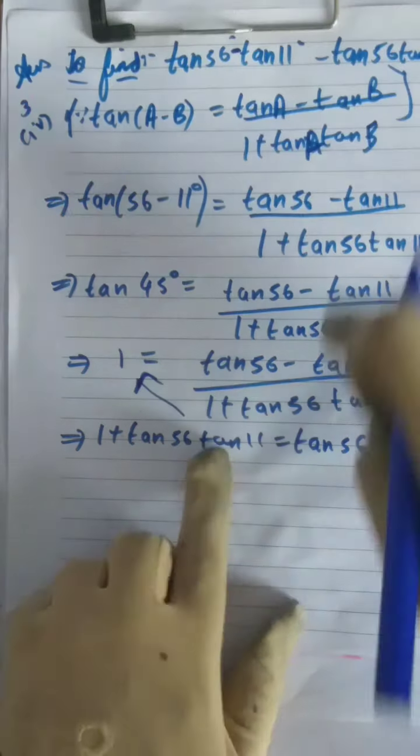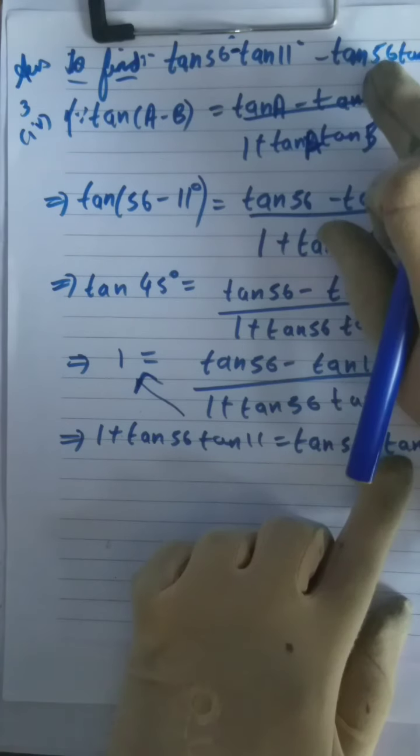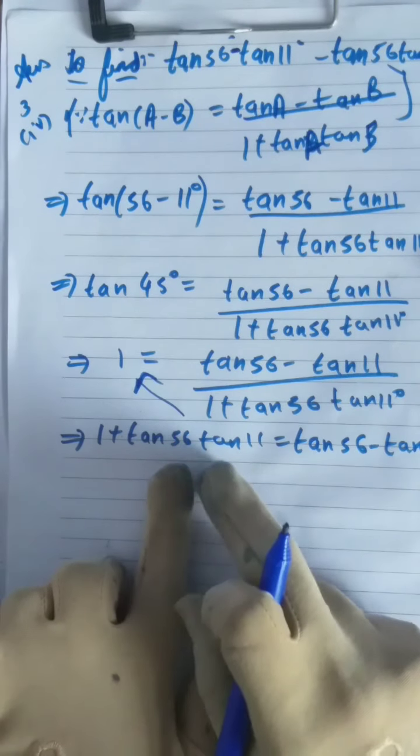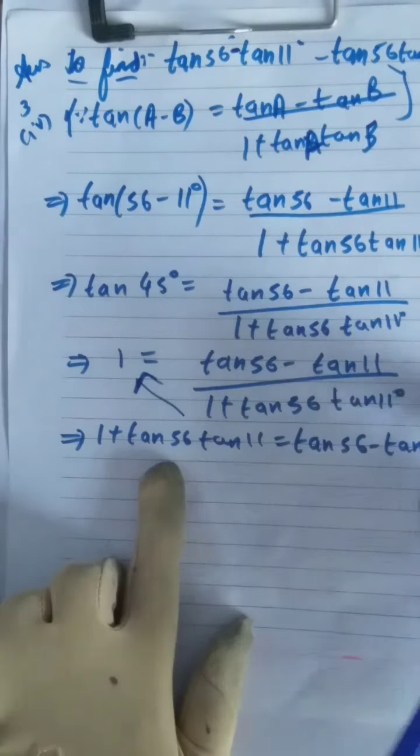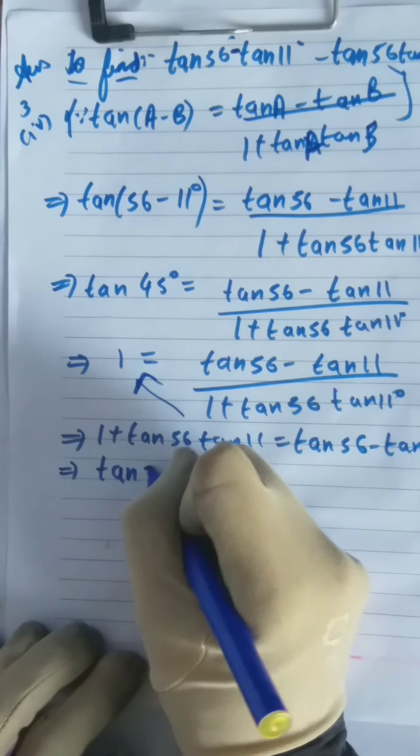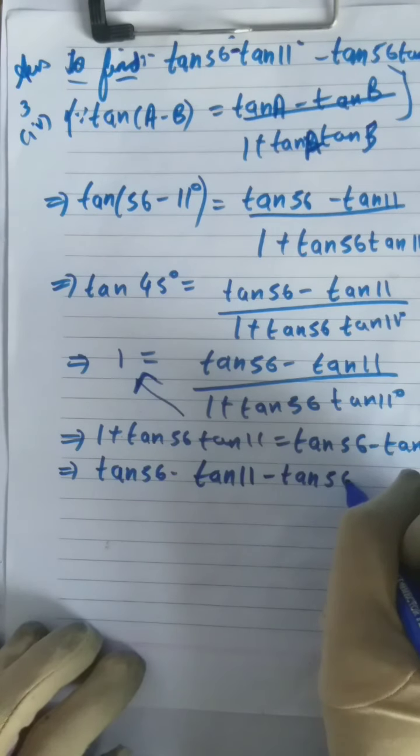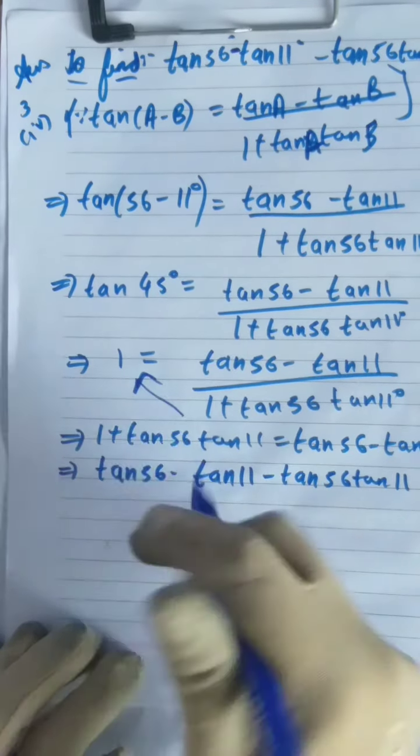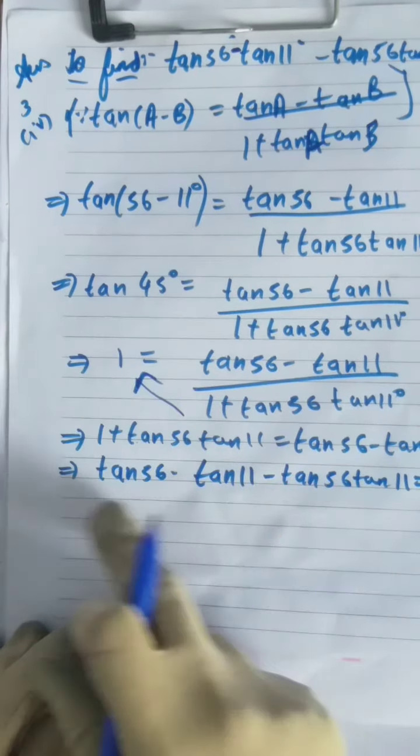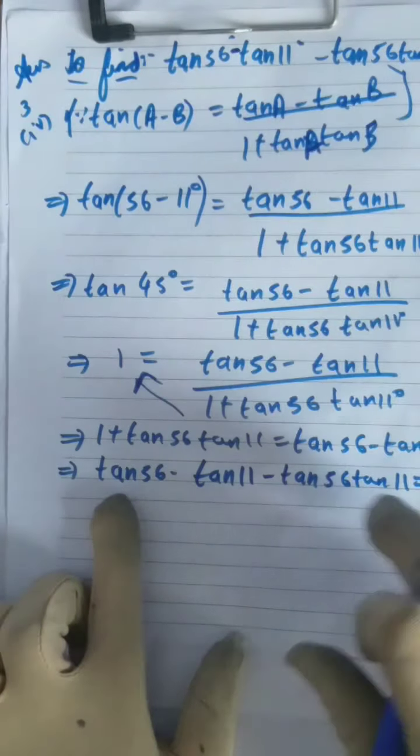Observe this, we want tan 56 minus tan 11. We already have tan 56 minus tan 11 and we need minus tan 56 into tan 11. So we'll take this plus tan 56 into tan 11 to that side, it becomes minus tan 56 into tan 11, because here we require minus tan 56 into tan 11. What is remaining on the other side is 1. So we got the value of tan 56 minus tan 11 minus tan 56 into tan 11 as 1. So this is how you do these type of sums.